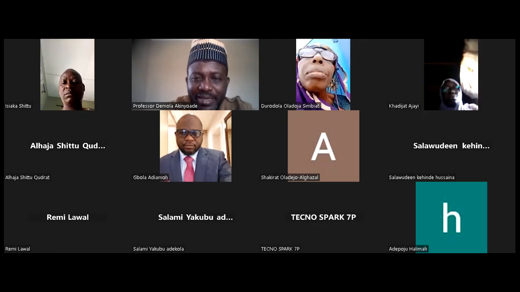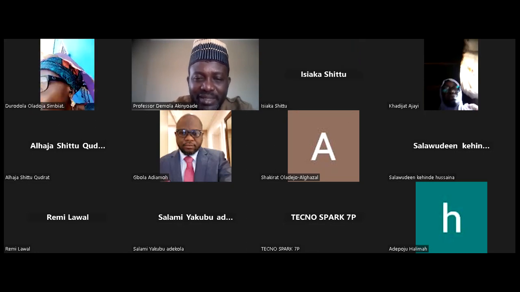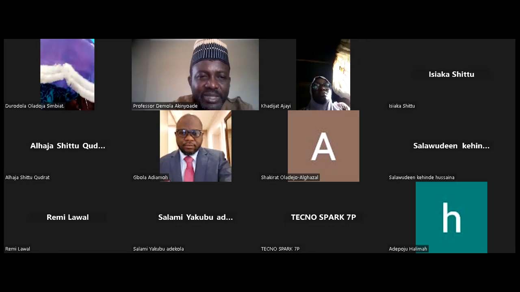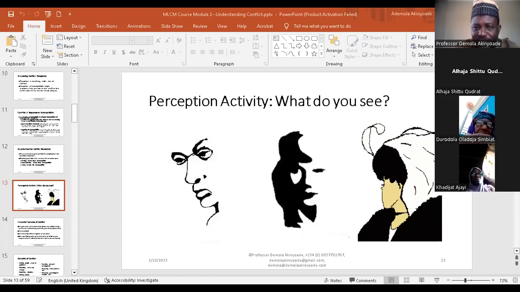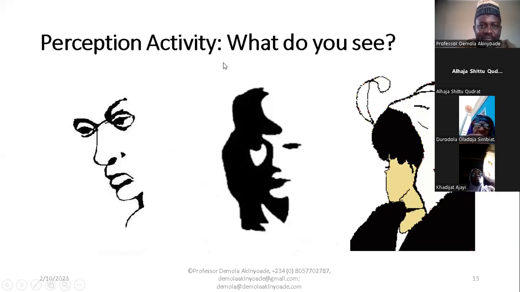So, have we interpreted the three images? Okay, I can see. Mr. Lasso, you said two women and a man. Yes, but we want a more descriptive response. You say image one, this; image two, this; image three, this. Okay, image one, feeling; image two, communication; image three, action.